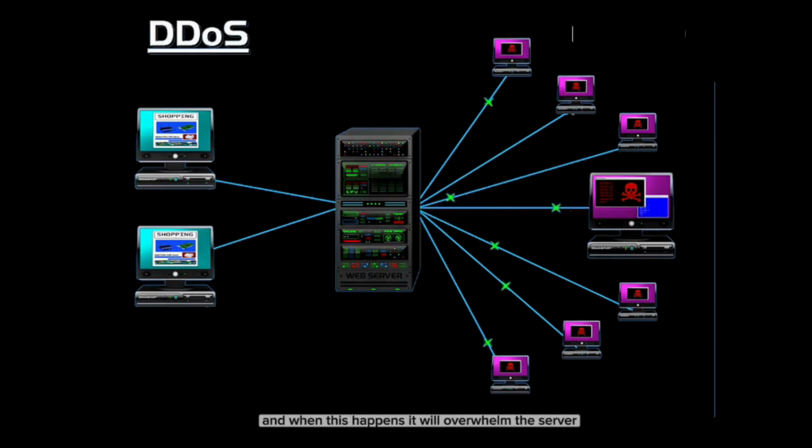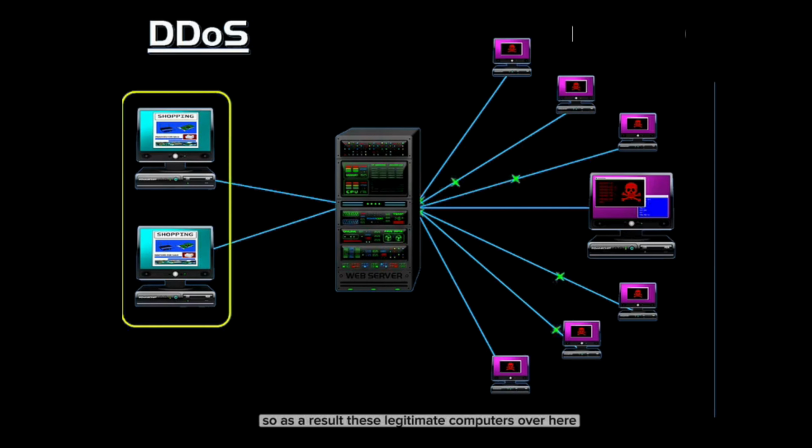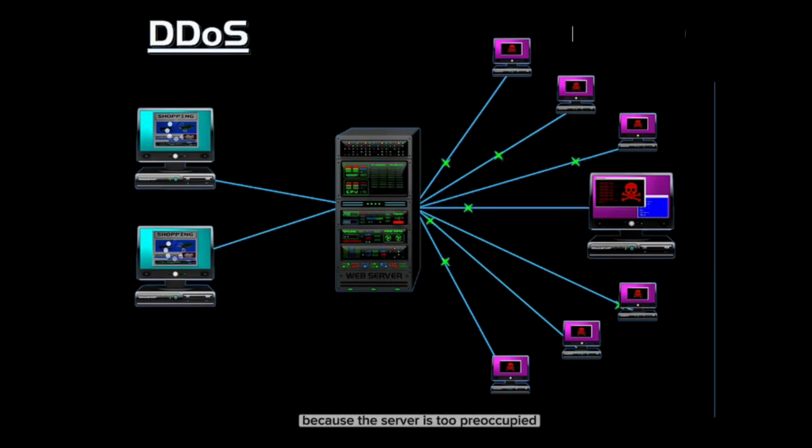And when this happens, it will overwhelm the server. It will eat up the server's system resources, such as the CPU and memory, and it will also eat up network bandwidth. As a result, these legitimate computers over here are going to be denied service because the server is too preoccupied in dealing with a DDoS attack. So the web pages that these computers want to access are either not going to load, or they are going to be very slow in loading, and they'll get that familiar spinning wheel of lag on their screens.